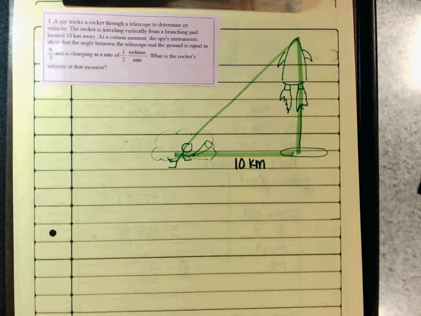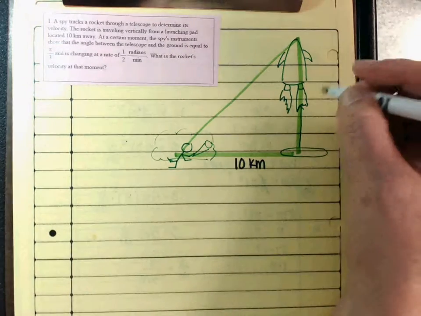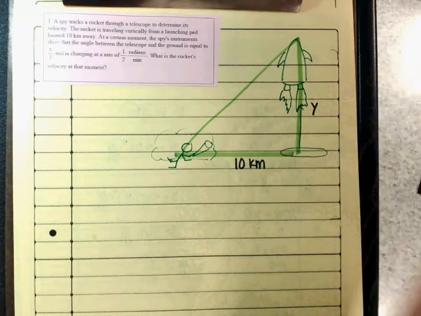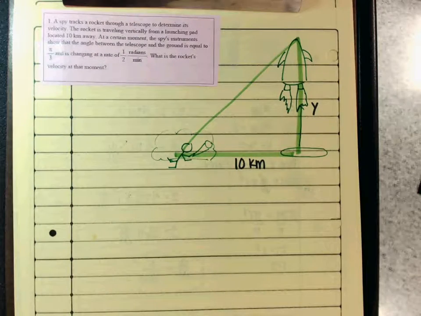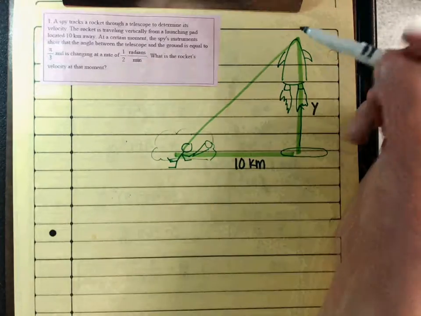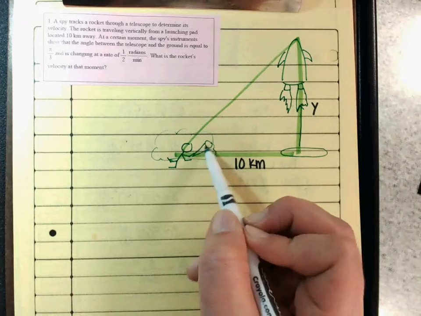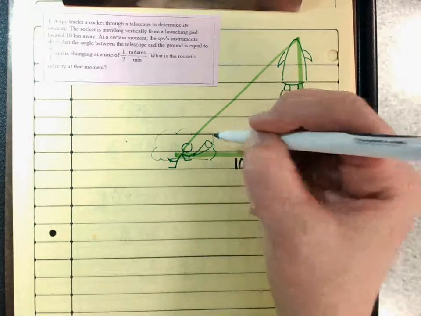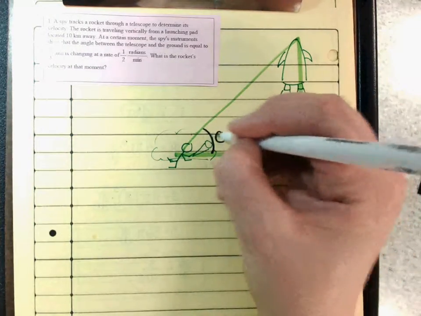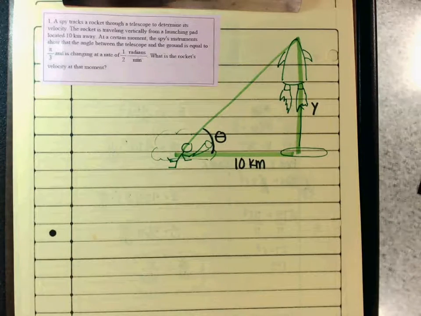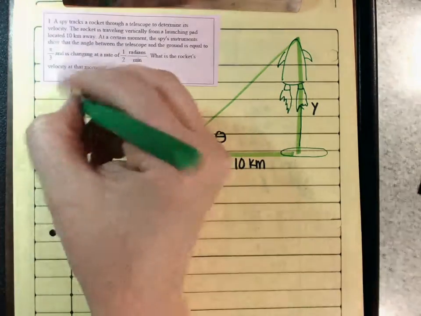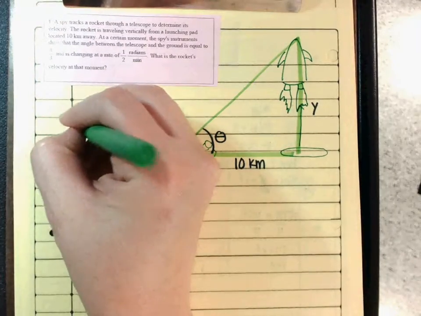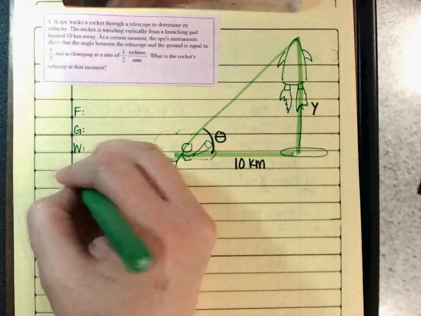Okay, then it says the rocket's going up. Is that going to be changing or the same? Changing. So I'm going to call it y just because it's up and down. And then we have his instrument that's following the rocket. As the rocket goes up, what's going to happen to the angle? Changing. So we're going to use theta. Okay, so find, given, when, and I want you to try to fill out some of it. Find, given, when, and then equation.